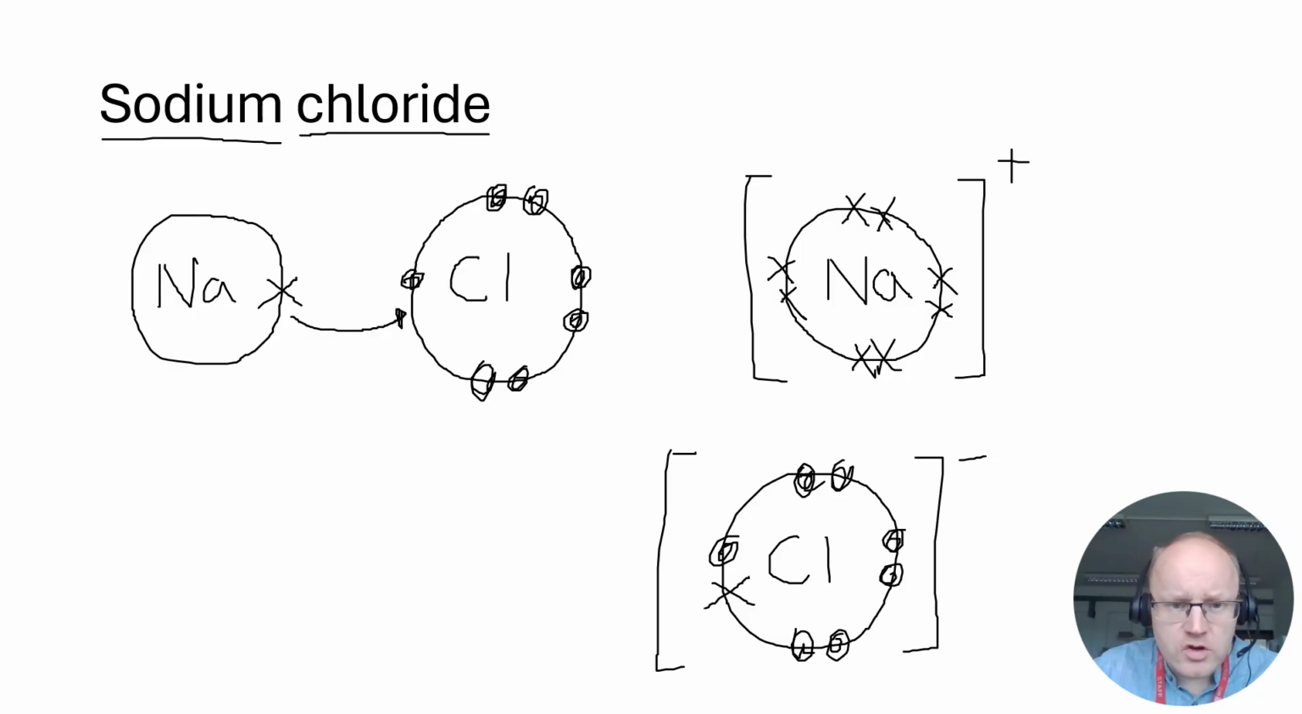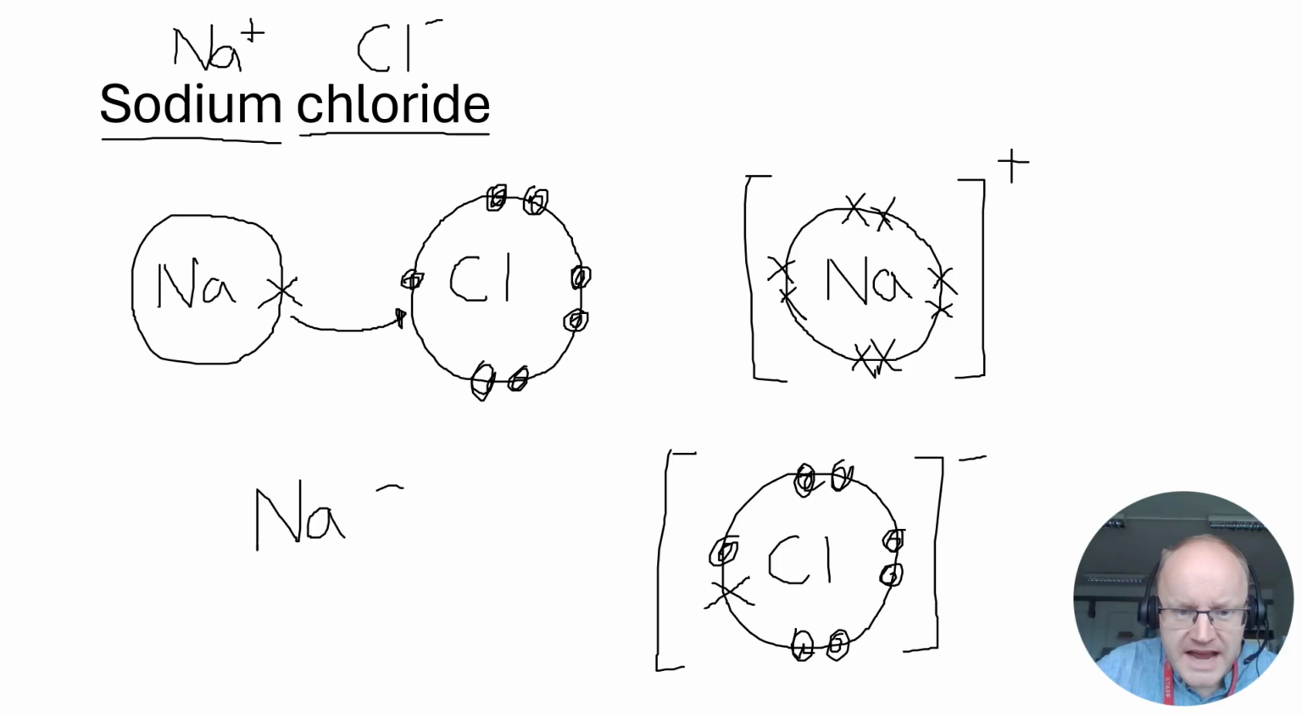So when you have sodium chloride, you've got Na plus and Cl minus, and the charges balance, 1 plus and 1 minus. So the formula for sodium chloride will be NaCl.